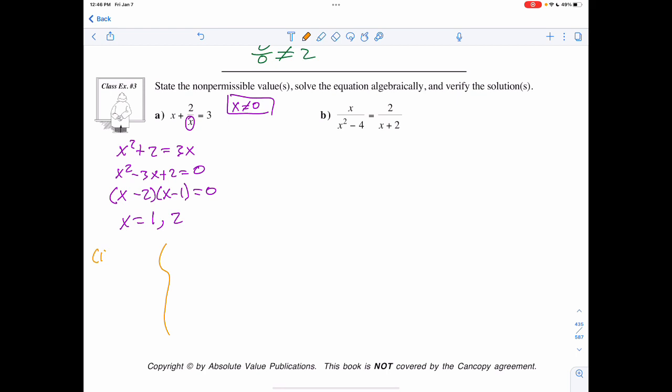If I said that x is 1, 1 plus 2 over 1 is equal to 3. That would be the same as 1 plus 2 is equal to 3, or 3 is equal to 3, and the left side is equal to the right side. So I know that one works. If I said that x is 2, 2 plus 2 over 2 is equal to 3, then that would be the same as 2 plus 2 over 2 is just 1 is equal to 3. 3 is equal to 3, left side is equal to right side, and both solutions work.